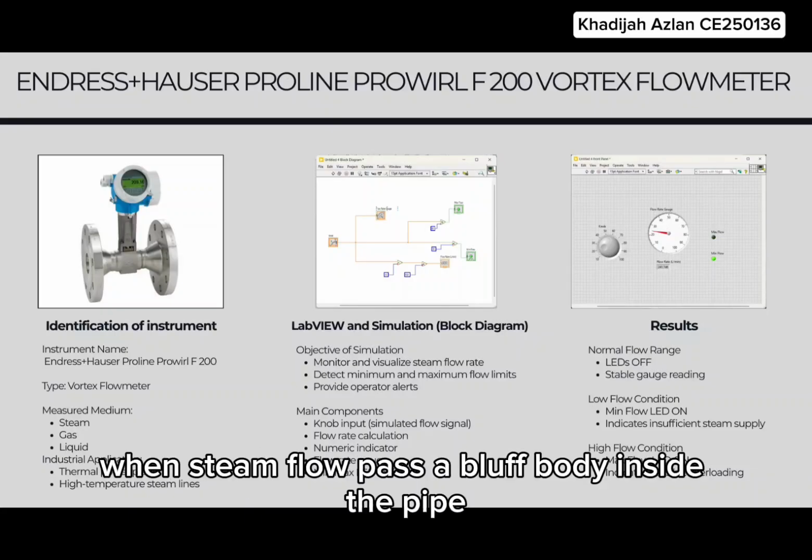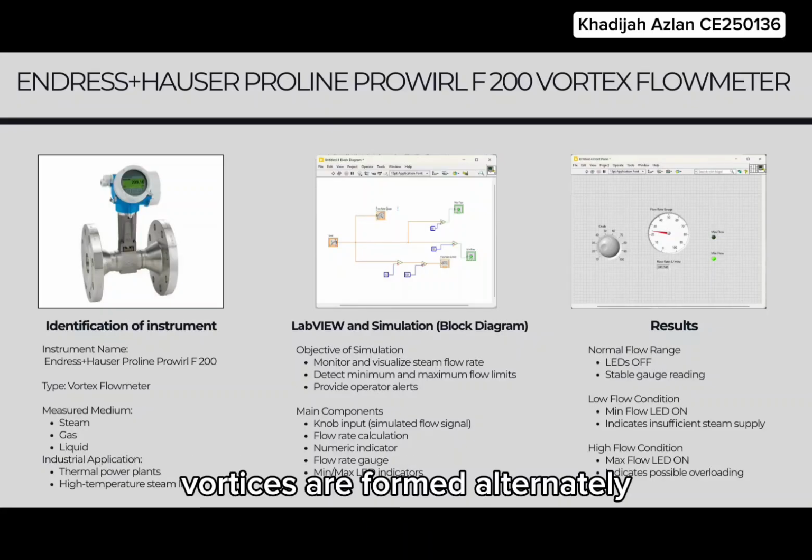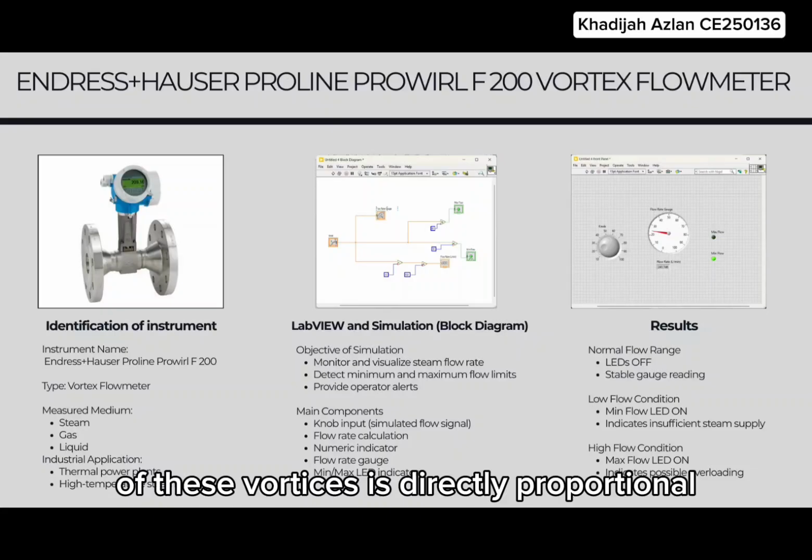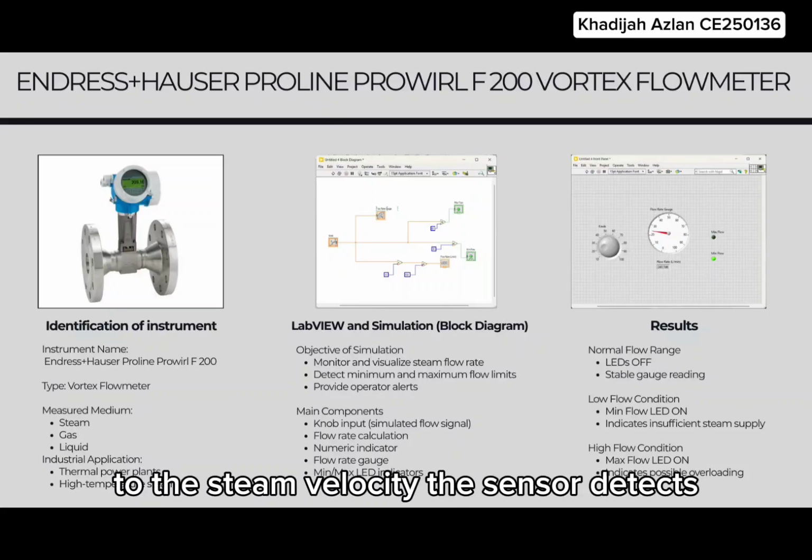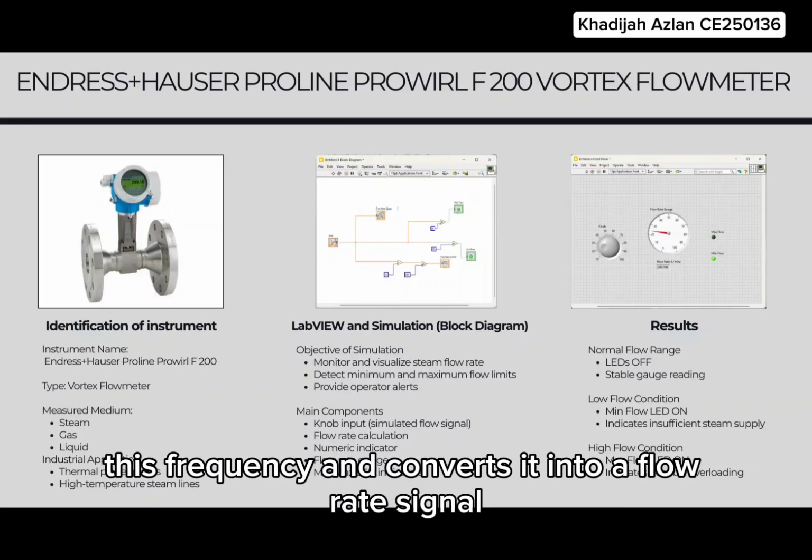When steam flow passes a bluff body inside the pipe, vortices are formed alternately. The frequency of these vortices is directly proportional to the steam velocity. The sensor detects this frequency and converts it into a flow rate signal.